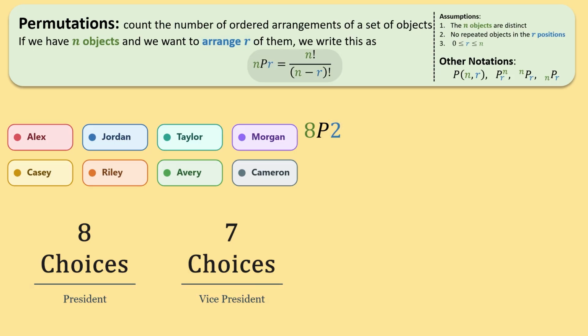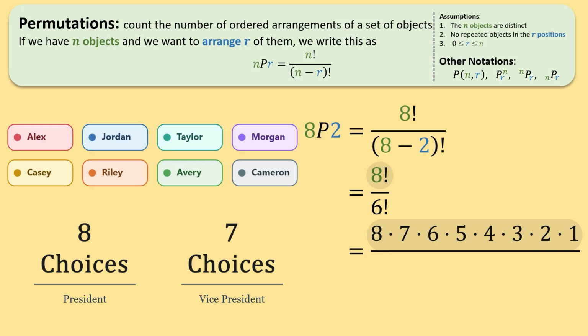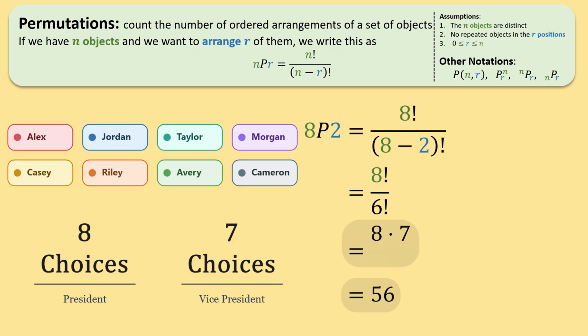Using the formula, we get 8 factorial divided by 8 minus 2 factorial, which is equal to 8 factorial divided by 6 factorial. Here is 8 factorial written out and 6 factorial written out, and what do you notice? 6 times 5 times 4 times 3 times 2 times 1 cancels out. We are left with 8 times 7, which equals 56.